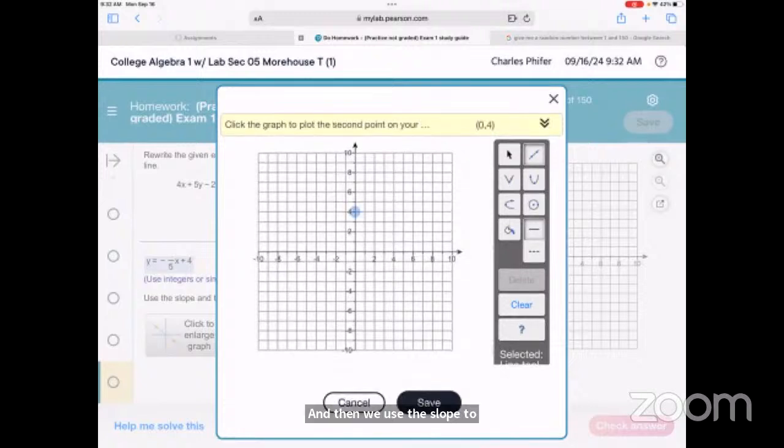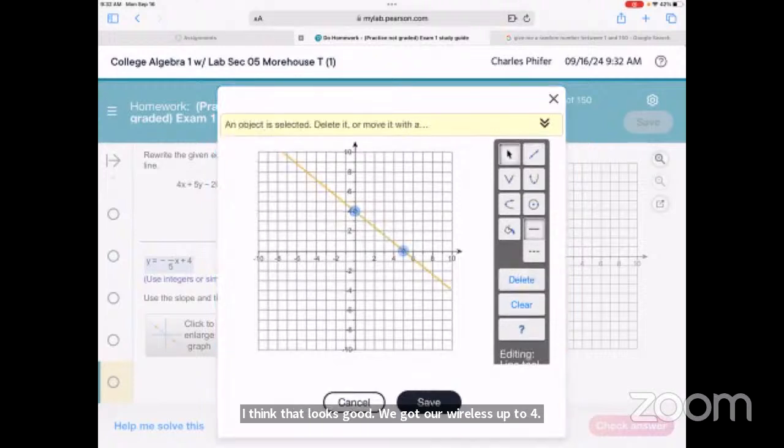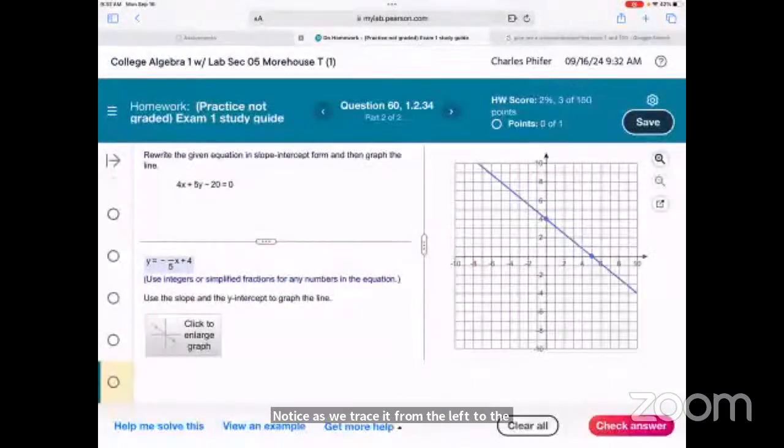So we got a slope of negative 4 over 5. So that means we go down 4 and right 5. That's going to put us right here. I think that looks good. We got our y-intercept of 4. We went down 4 and right 5. I'm going to hit save. All right, notice as we trace it from the left to the right, it has a negative slope. We're going to check. We're good there.